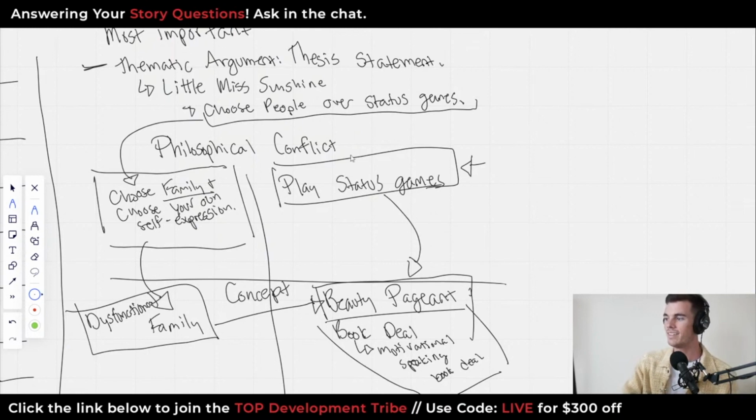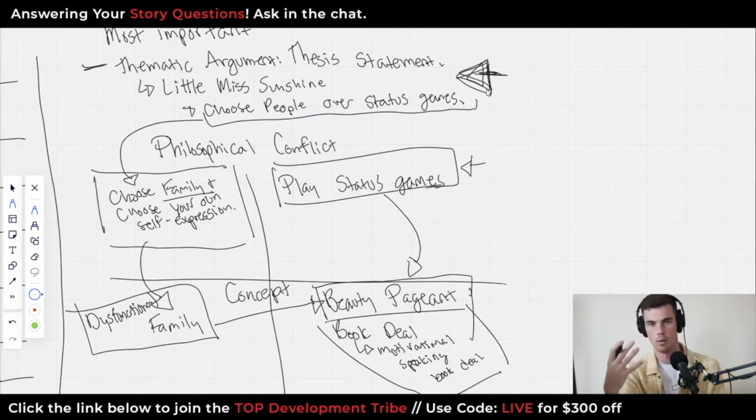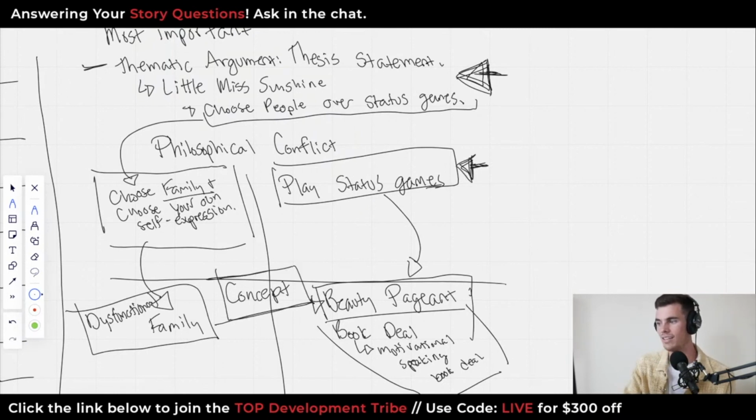So the idea is that you can walk from what you want the story to be about from a belief level, choose people over status games, understand the two big sides of that in your philosophical conflict, then express that in the story world. That is now your concept. And then from there, you can continue forward.